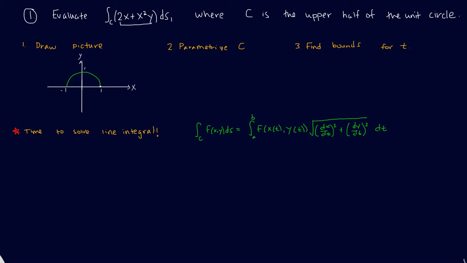Okay, so today I'm going to work through an example of evaluating a line integral. The question we have is, evaluate the integral over C of the function 2x plus x squared y ds. C is the upper half of the unit circle.